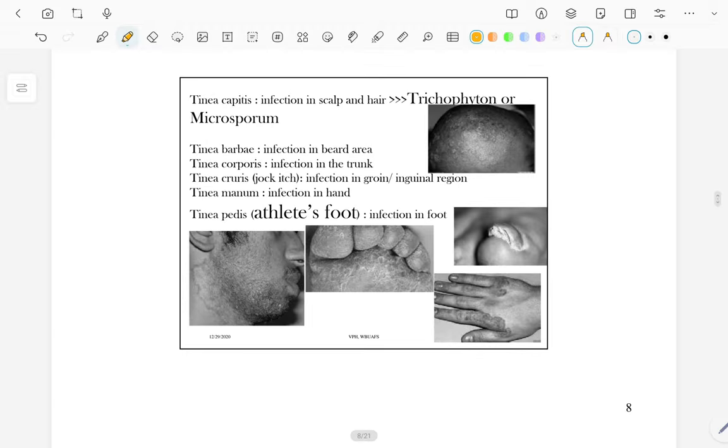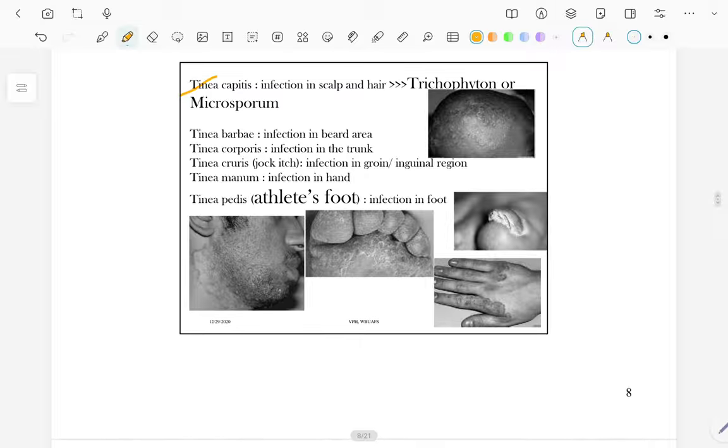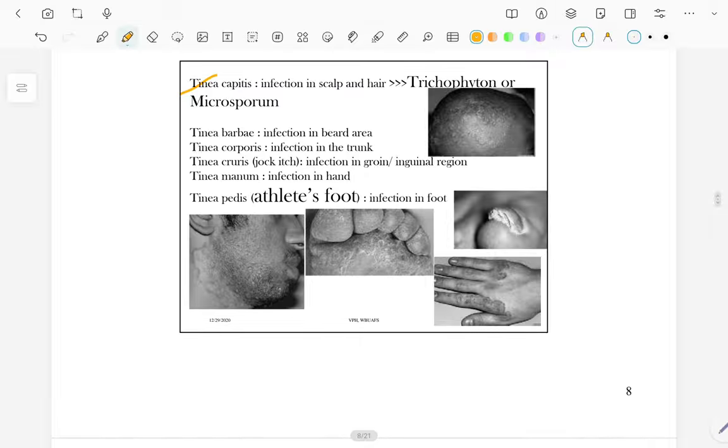Tinea capitis, infection in the scalp and hair, caused by Trichophyton or Microsporum. Tinea barbae, infection in the beard area. Tinea corporis, infection in the trunk. Tinea cruris, jock itch, infection in the groin and inguinal region. Tinea manuum, infection in the hand. Tinea pedis, athlete's foot, infection in the foot.